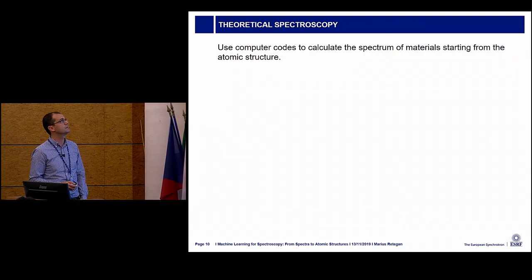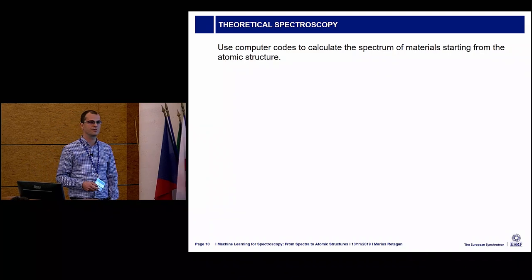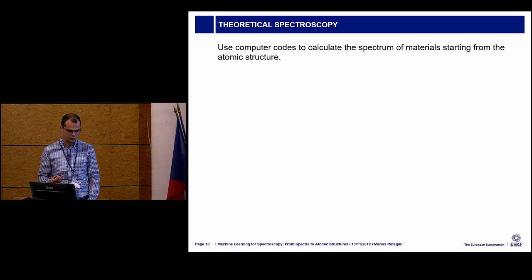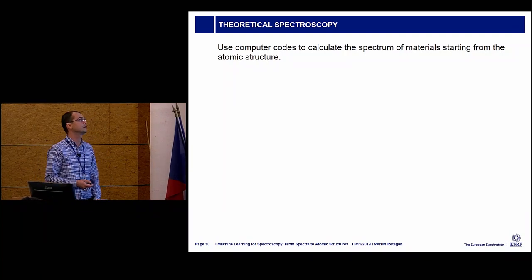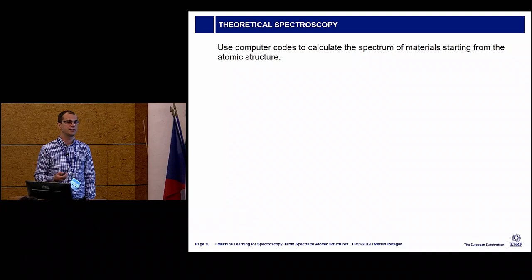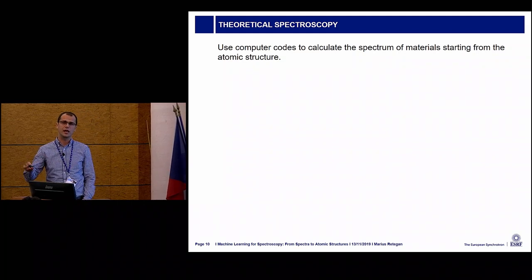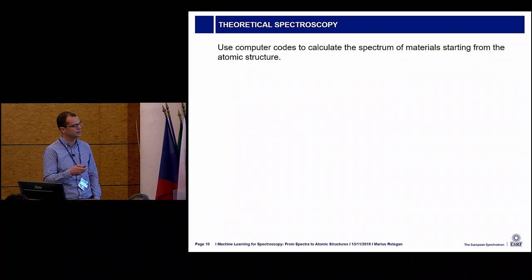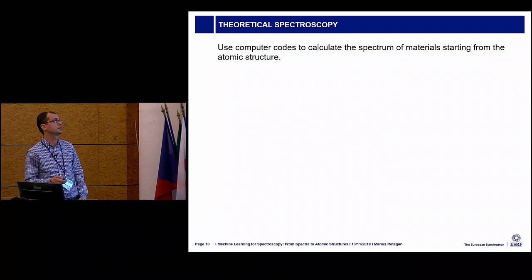The next best thing you can do is to use theoretical spectroscopy to build your data set for training. Using computer codes has a long history in interpreting these X-ray spectra. The way it goes is that people do this type of calculation in their own labs, and they try using this calculation to infer something regarding the structure of the material.